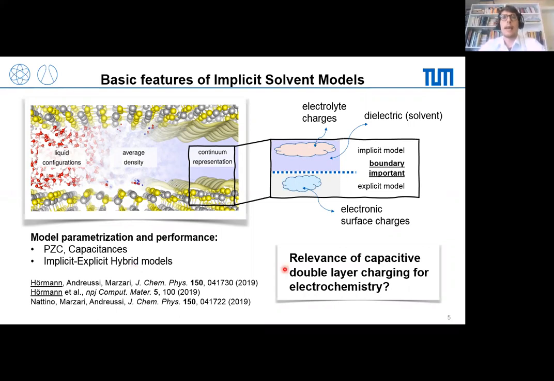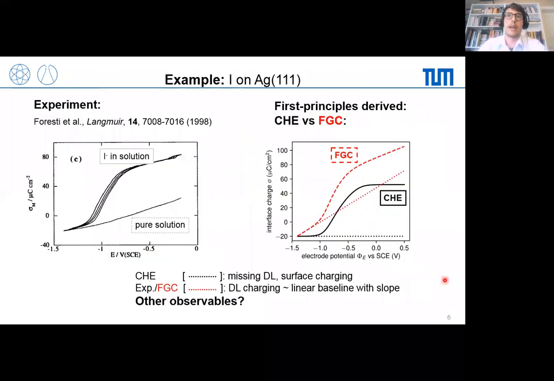So having outlined these implicit solvation models, I want to first address the question: is it all relevant? Do we have to go to all this trouble of describing these far-apart solvent degrees of freedom? Is it really relevant for observables in electrochemistry? I want to give a first, maybe simple, example, but at least you can see that, of course, there are many observables that depend on the description of this electrolyte and of the double layer, and depend on it very strongly.